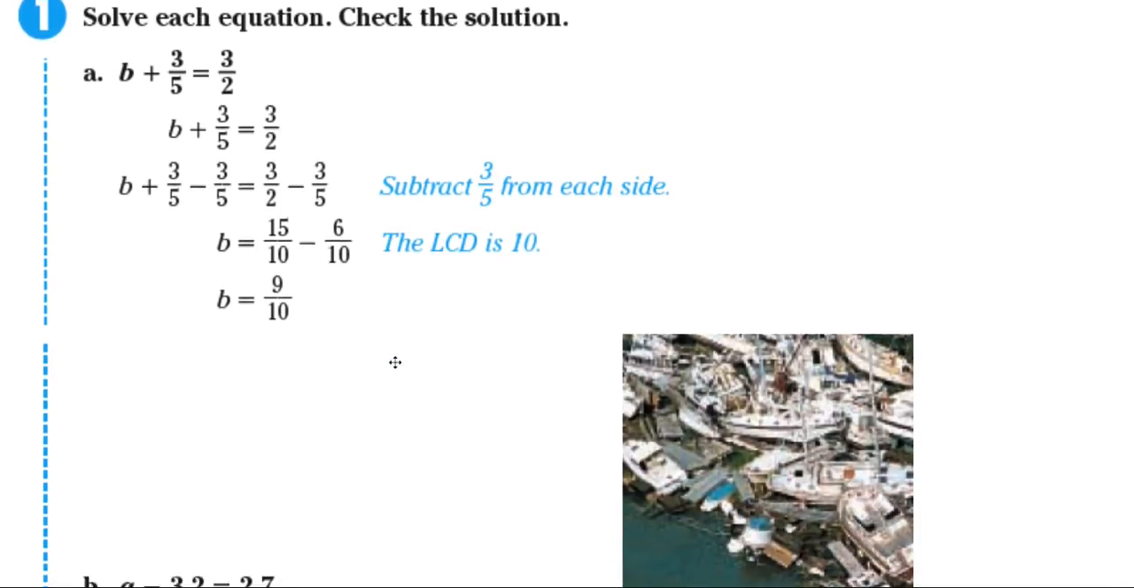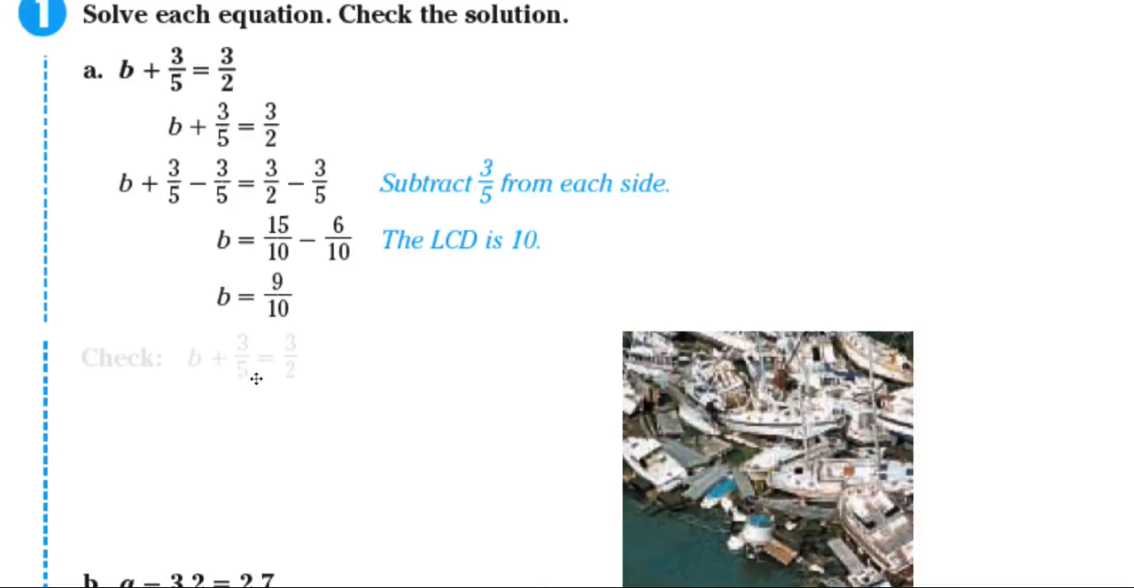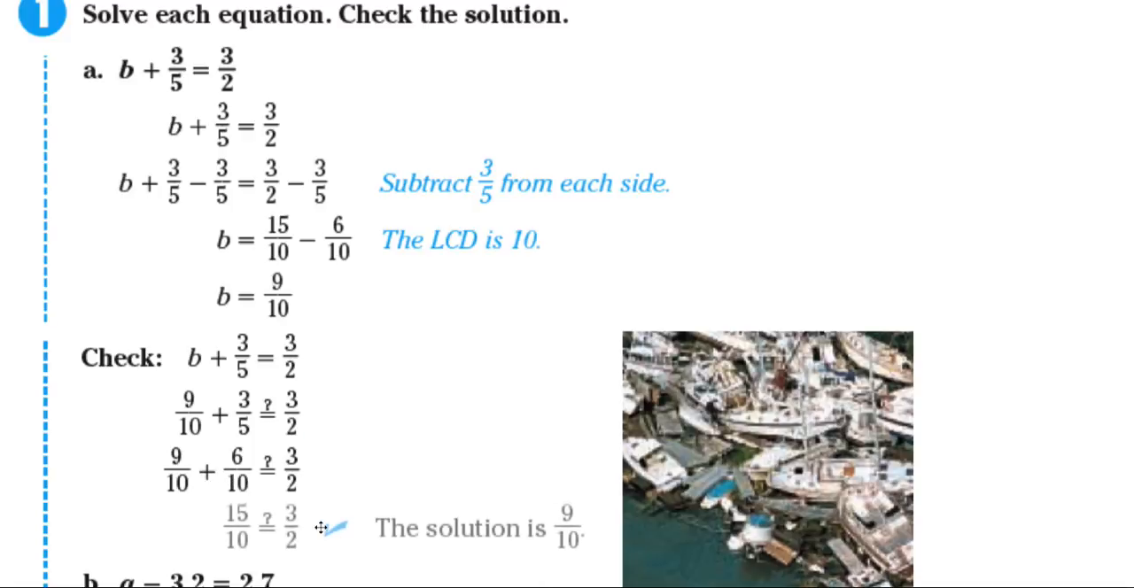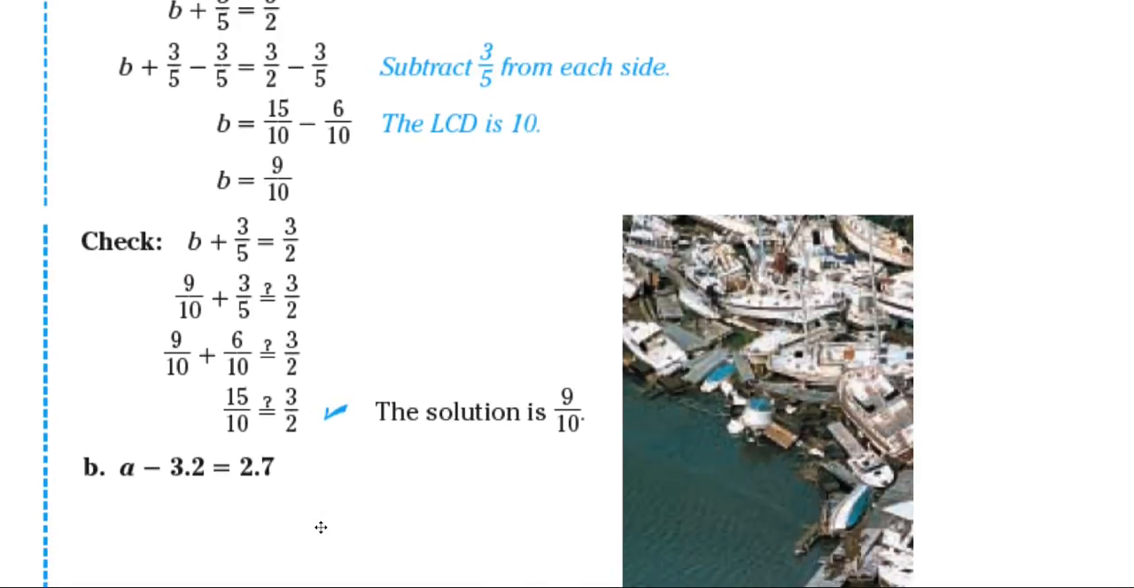If we want to check our answer, we simply substitute the value of b, which is 9 over 10, into our original equation. So this becomes 9 over 10 plus 3/5. Is it equal to 3 halves? Again, we look for the LCD, which is 10. We rename 3/5 with the LCD of 10, which becomes 6 over 10. And if you notice, 9 plus 6 gives you 15 over 10, or 3 halves. So the solution is 9 over 10.